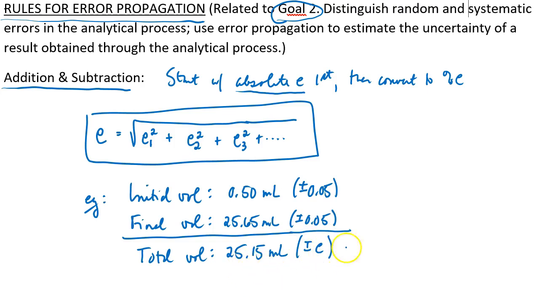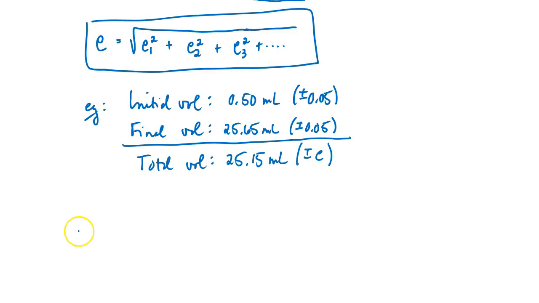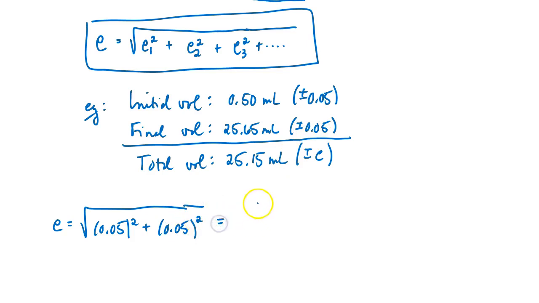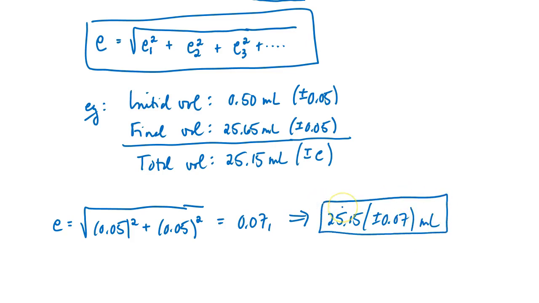So we're going to compute E using this formula. Here we go. The absolute error of our result is going to be the square root of the absolute error of our first measurement, 0.05 squared, plus the absolute error of our second measurement, 0.05 squared. And when I did the arithmetic, I got 0.07 with an insignificant 1. So we could say that we delivered in the titration 25.15 plus or minus 0.07 milliliters. We've expressed our volume with its absolute error.